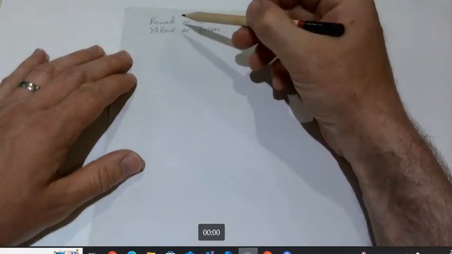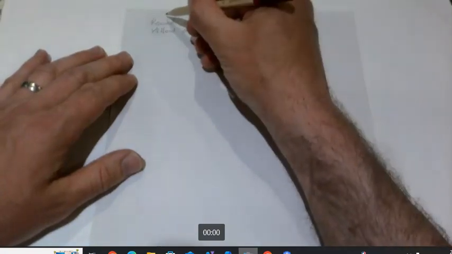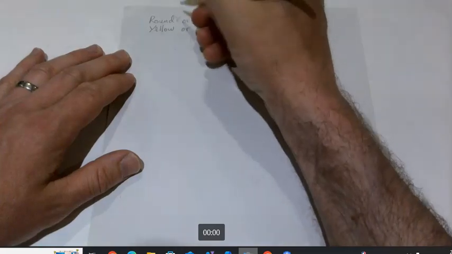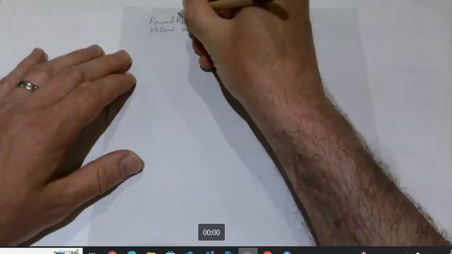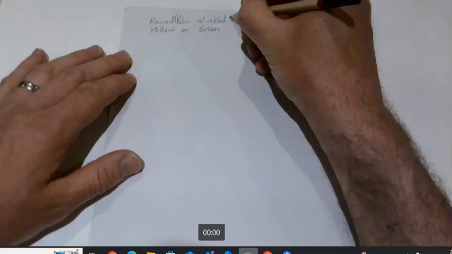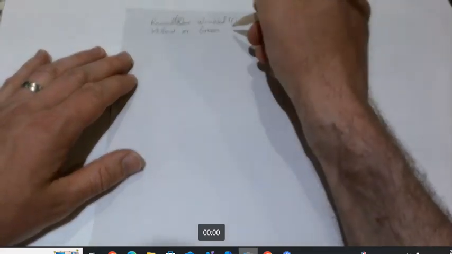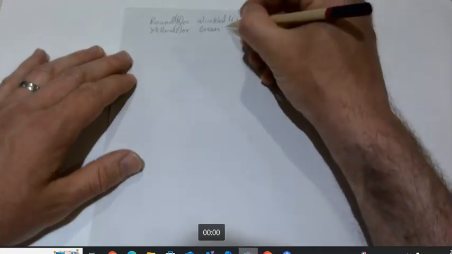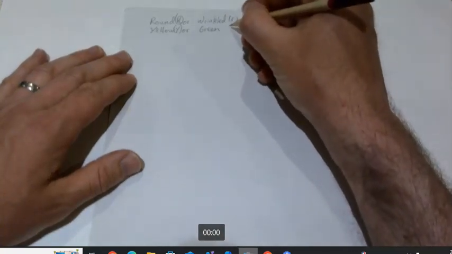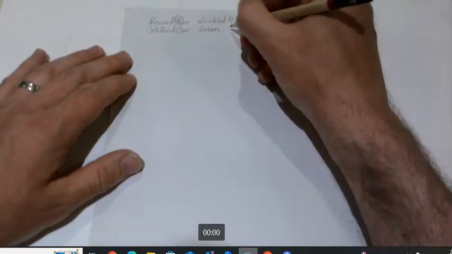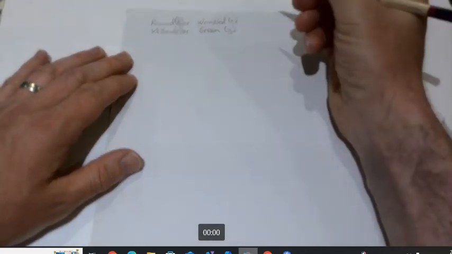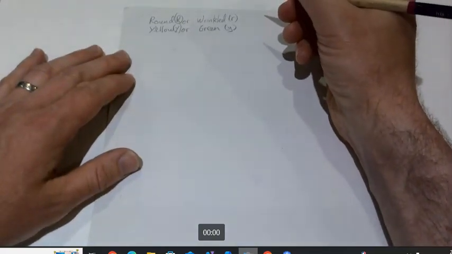Round was dominant over wrinkled, so the gene for round will be a capital R, and the gene for wrinkled will be a small r. Yellow is dominant to green, so the gene for yellow will be a capital Y, and the symbol we give for the allele for green is the small y. Remember, an allele is an alternative form of a gene.